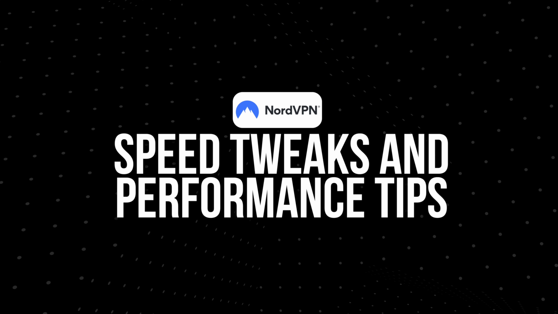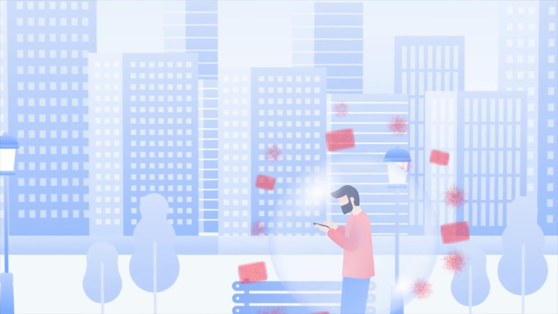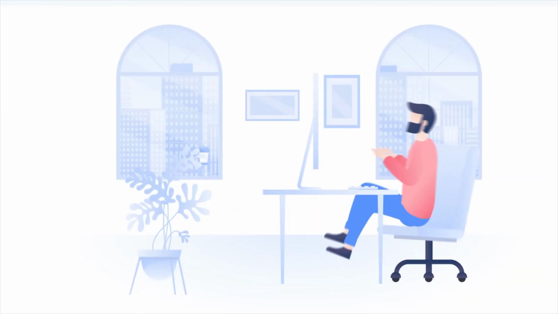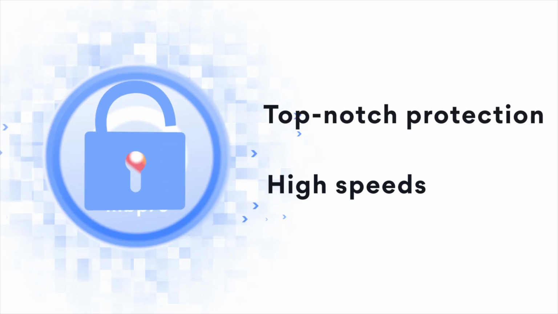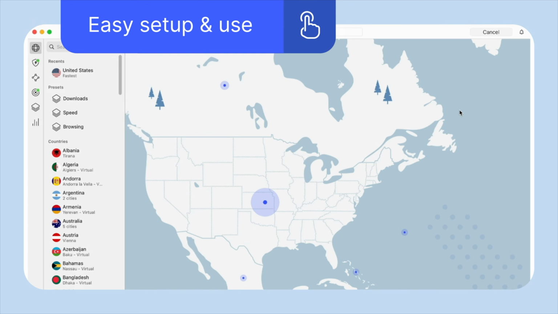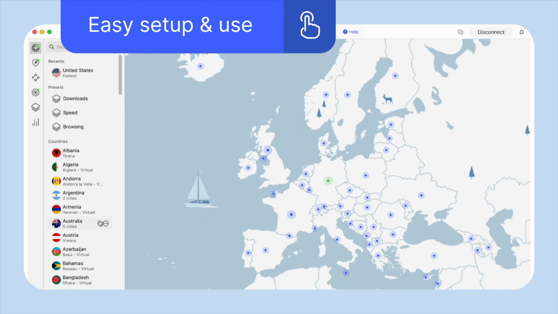Okay, now let's talk about some extra speed tweaks and performance tips. So if you're still experiencing buffering, try some of these adjustments. So use NordLynx. This protocol is built for speed. Go to the protocol settings and select NordLynx. If your network blocks it, switch to OpenVPN UDP for a balance of speed and reliability. Connect to a nearby server. So the closer the server, the faster the connection. Use NordVPN's server list to pick a location in your region. Avoid distant countries unless you need access to that specific library.